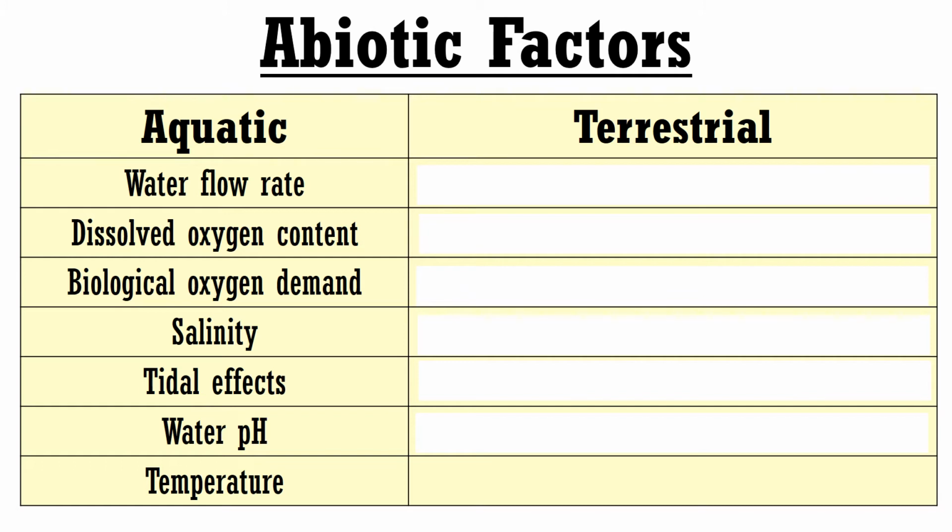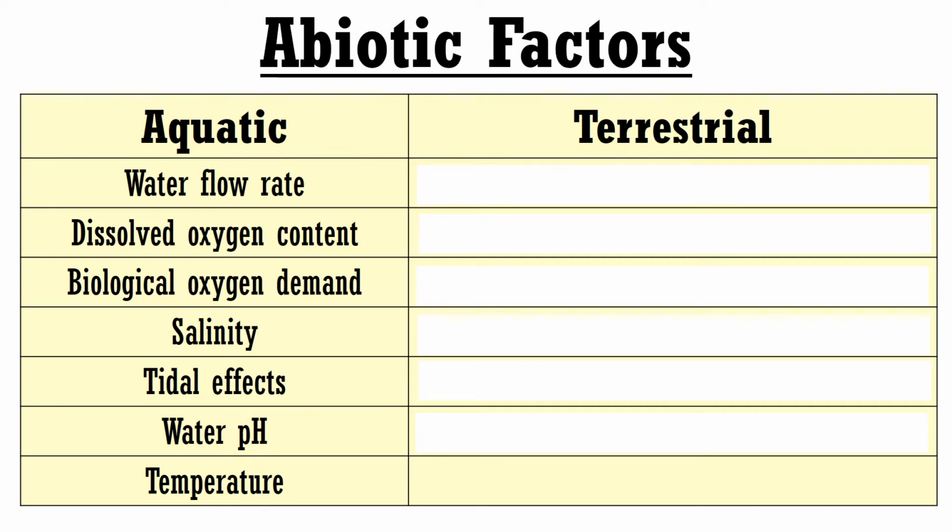So aquatic, what you can measure is water flow rate. We talk about various animals that prefer still water. And if you've got beavers moving into areas, they tend to build dams, which changes that abiotic factor. They'll slow down the water flow rate to the benefit of other animals. Dissolved oxygen content is simply how much oxygen there is in the water. Biological oxygen demand, I'm going to leave for just now because I'm going to talk about that in a bit more detail in a minute.